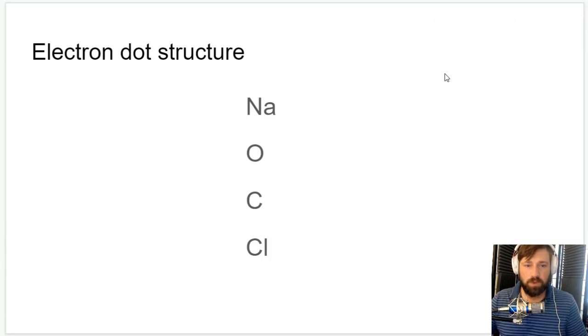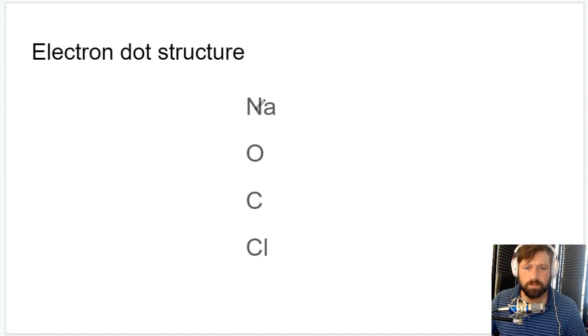So before we do Lewis structures, we have to remember our electron dot structures. This is something that you probably have picked up in pre-AP, but if not, let's just run through it again real quick. For the electron dot structure, what you initially do is just write down the chemical symbol. For sodium, it'll just be Na. Now, this is going to be for the atom sodium, not the ion sodium.